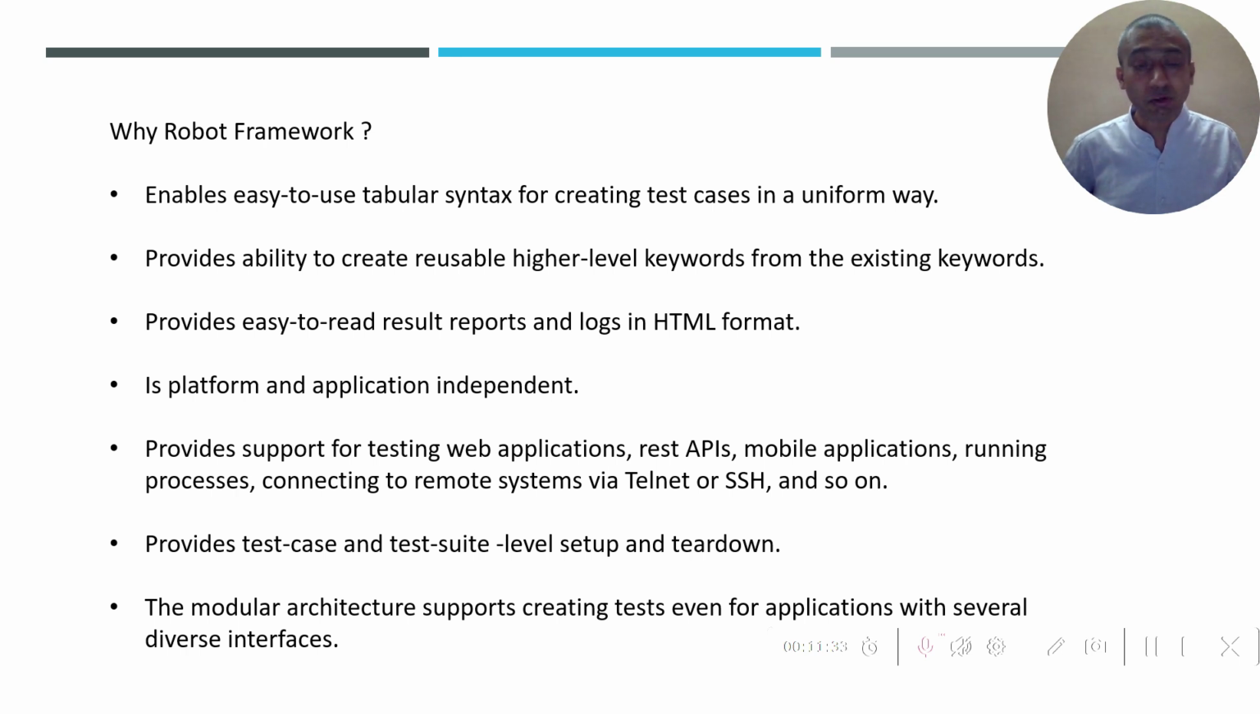Third point, platform and application independent. We have addressed it. Fourth point, now where it tests, what all you can test. Web application. Robot provides support for testing of web application, REST API, mobile application, running processes, connecting to remote systems. You can actually test running processes also. And you can connect using this. There's a remote robot framework library available to log in to a remote system and execute a test.